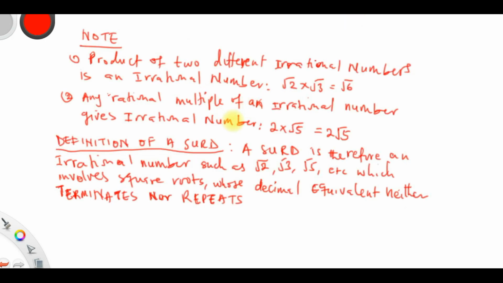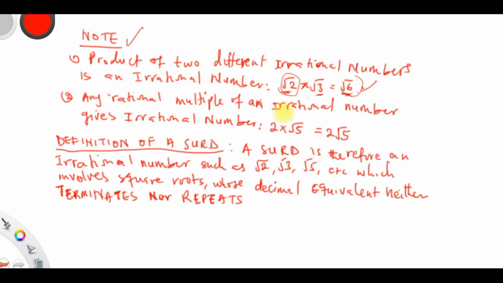So you note the following. The product of two different irrational numbers is an irrational number. If you multiply two irrational numbers, the answer will also be an irrational number. The square root of 2 is an irrational number. The square root of 3 is an irrational number. If you multiply them, you get the square root of 6, which is an irrational number.